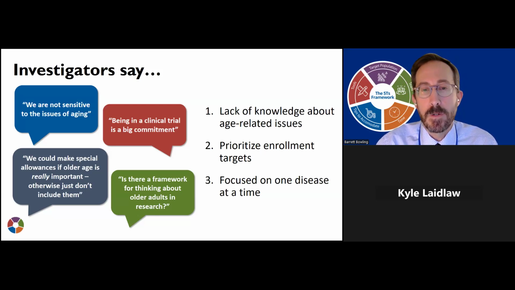And we also heard from one person that even asked, is there a framework that could help us think about including older adults in research? And so the main findings from this work really were that there was a lack of knowledge about age-related issues, that research teams oftentimes prioritize making enrollment targets, and older adults can be seen as an impediment to meeting those enrollment targets. And lastly, that research oftentimes focuses on one disease at a time, and so it wasn't always clear why including older adults was even worthwhile.